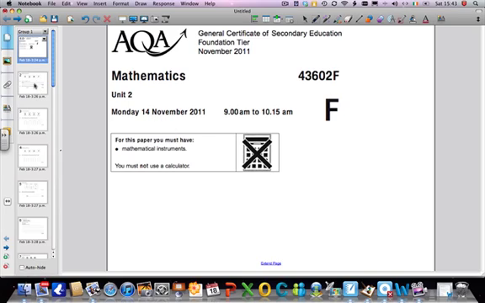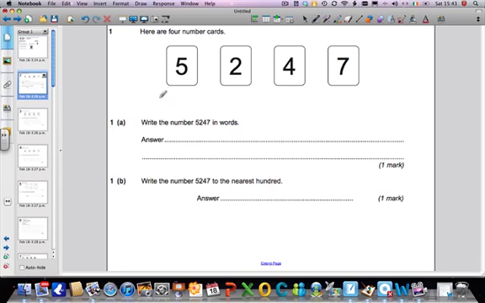This video we're going to look at AQA's Unit 2 exam, foundation level for November 2011. So let's get started. Right, question 1. We're given 4 number cards and we're asked to write the number 5,247 in words.